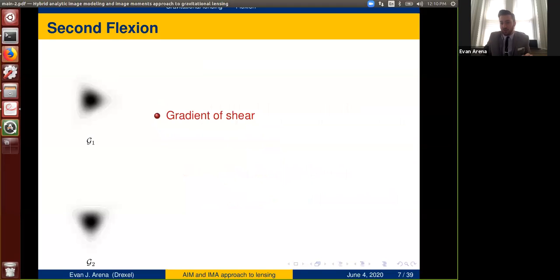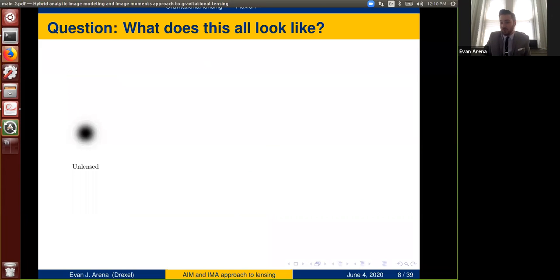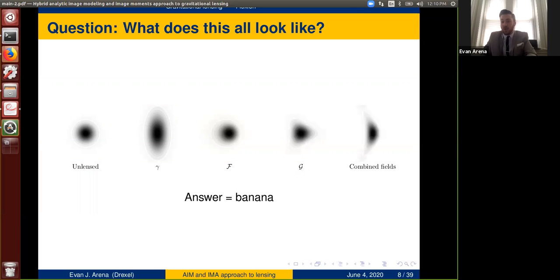There's more to this story because there's another third derivative we can take. The second flexion is the derivative of the shear. We will not be concerned with second flexion in and of itself for this study, but it is important to include it because when we take an unlensed galaxy, add some shear, add some first flexion, and add some second flexion, we get the banana looking distortion that can be observed and understood as a flexed object.